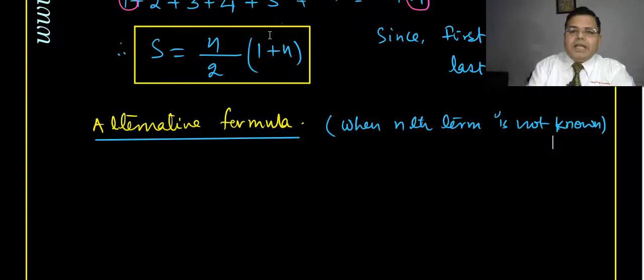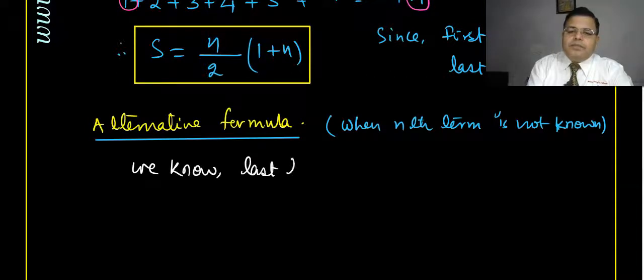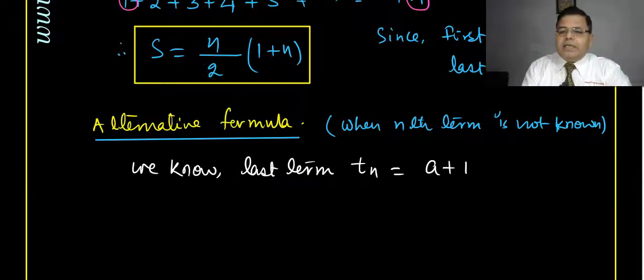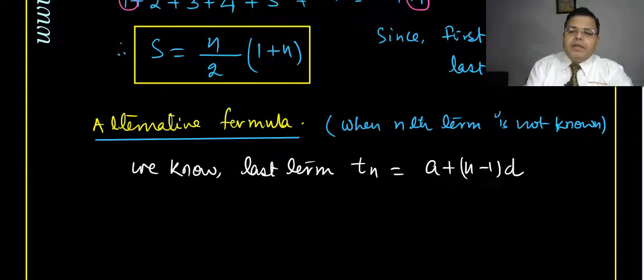In that case, the last term is represented as the tn term, and the tn term is nothing else but a plus n minus 1 into d. Last term l is the nth term from the beginning, so that can be written as a plus n minus 1 into d. Last term l is also called tn, and tn is a plus n minus 1 into d.